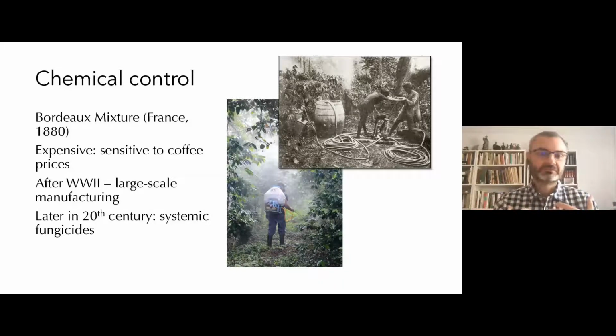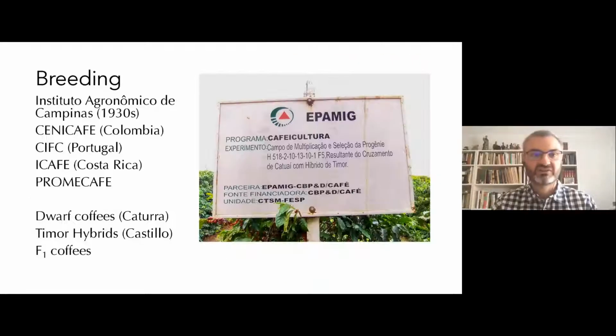But one of the things that all forms of chemical control did was that they increased the cost of coffee production. You have to pay for the technology, you have to pay for the chemicals, you have to pay for the labor. And furthermore, the chemicals didn't always work equally well in all environments. And so the uptake has varied a lot over the 20th century. They became more commonplace after World War II when large chemical companies started manufacturing these on a large scale. And later on in the 20th century, you see the development of new kinds of fungicides, systemic fungicides that you can use in smaller quantities and are taken up into the plant tissue.